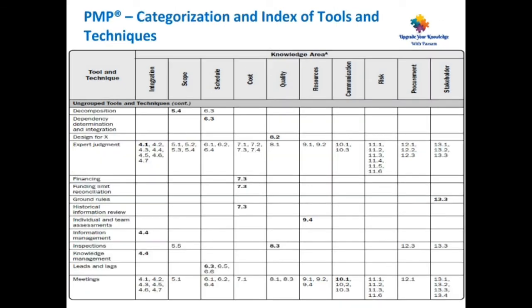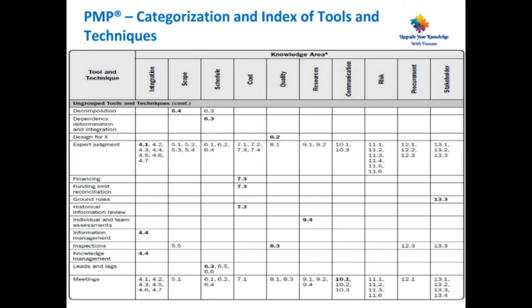Coming to the second slide of the ungrouped tools and techniques. Decomposition is used in scope and schedule. Dependency determination and integration used in schedule. Design of X, obviously it is used in quality. This is the most important tool and technique. Expert judgment you can see in most of the knowledge areas.